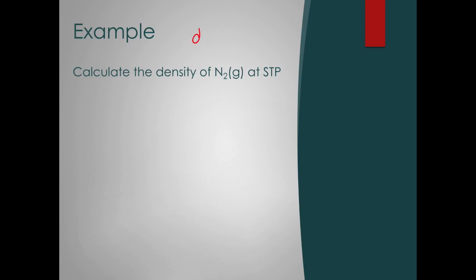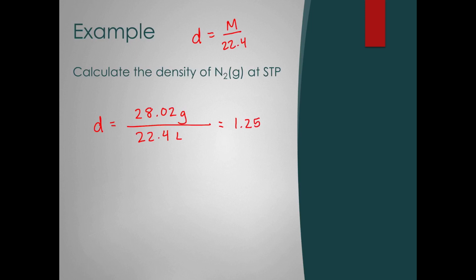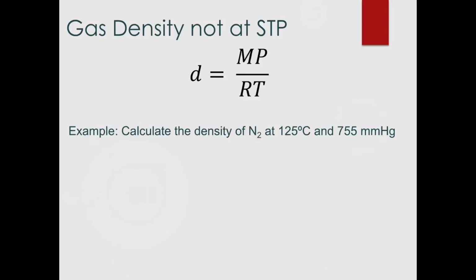So again, we have our equation. Density is equal to the molar mass over 22.4 liters. The only thing we need to solve this problem is to find the molar mass of nitrogen gas. So the density is going to be equal to 28.02 grams over our 22.4 liters. When we divide that up, we get 1.25 grams per liter for our density of nitrogen. Again, at STP. We can only use this equation if we are at STP.